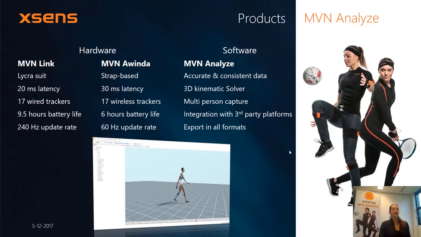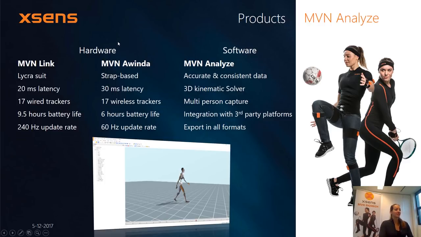So our software actually got a new name since the new release. We released the new software a few weeks ago, and the new software is called MVN Analyze. So officially MVN Analyze 2018. That's the current version that we're using.